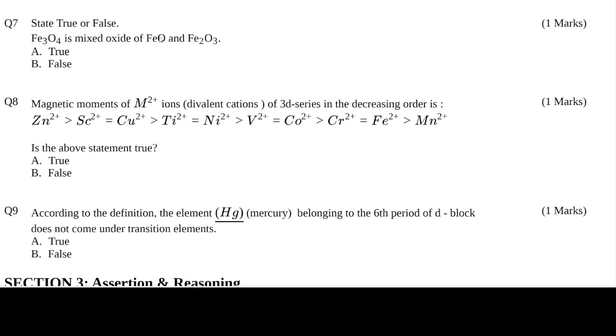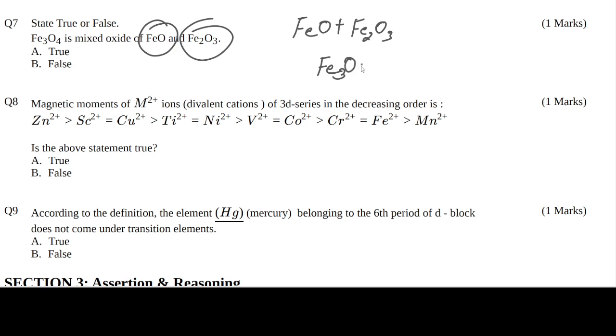Fe3O4 is a mixed oxide of FeO and Fe2O3. If you talk about ferric oxide, Fe2O3, you can expect that once they react with each other, they will form Fe3O4 as a kind of adduct. Adduct formation kind of reaction, so you can say it is a true statement. Now here, question number 8.